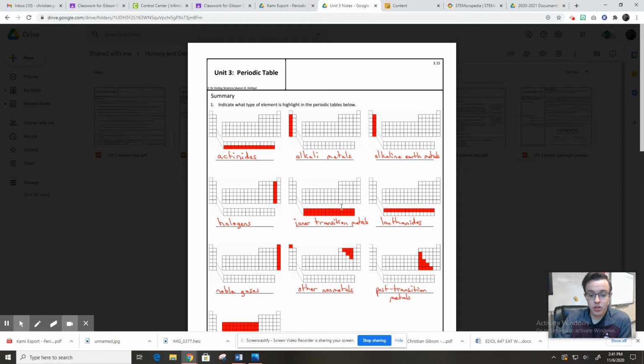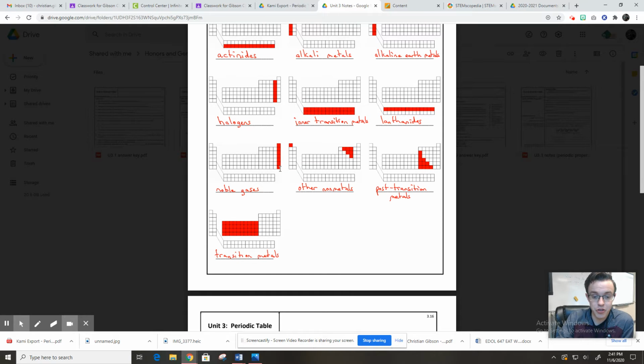This whole block down here is called the inner transition metals. The first row of the inner transition metals is called the lanthanides. The way to remember that is it starts with the element lanthanum. That's what it's named after. And then you saw up here on the first one that the second row is called the actinides. That row actually starts with actinium, so that's why it's called the actinides.